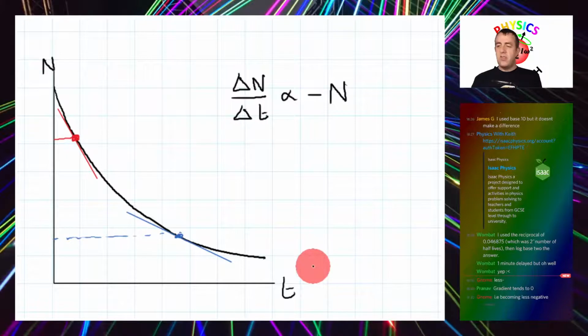Now, some people have seen this sort of approach I'm about to do many, many times, and it's certainly not the first time I've done it on Physics with Keith.